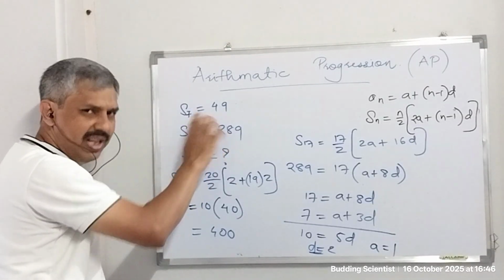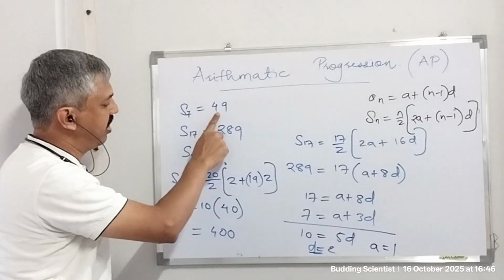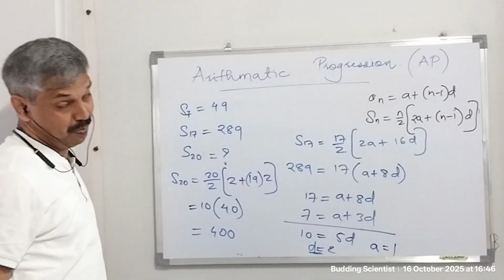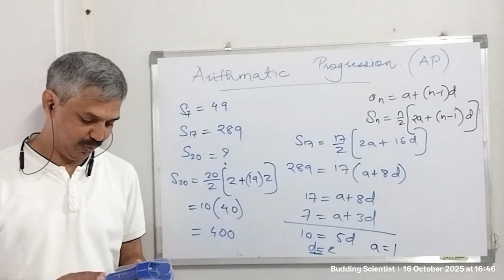S7 is 49 in this problem. 7 का स्क्वायर 49, 17 का स्क्वायर 289, तो S20 का तो 20 का स्क्वायर 400 आएगा. Interesting, very interesting.